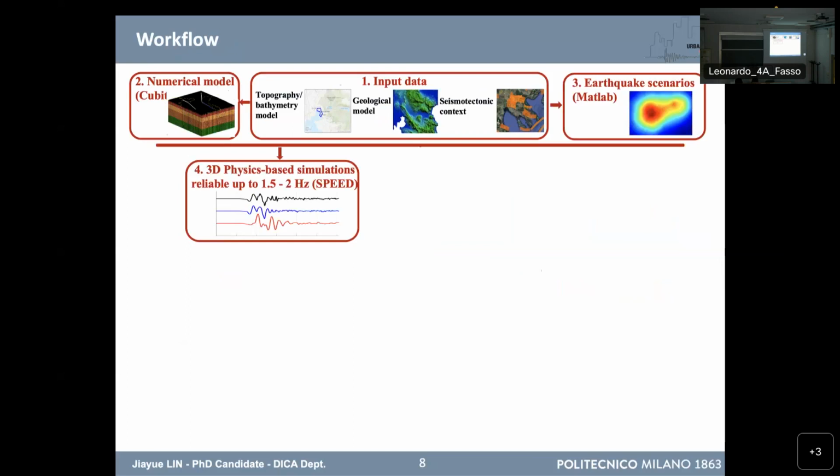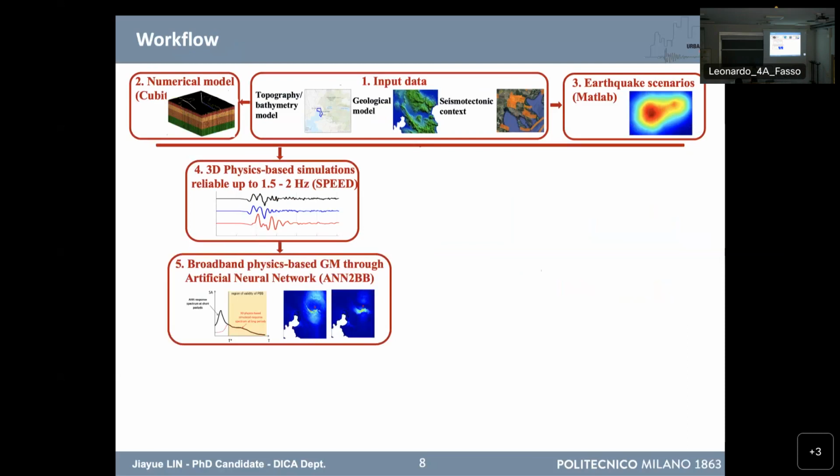And then after this preparation, as the configuration file to perform SPEED, we run this 3D physics-based simulation method, and we get the result. And usually it's reliable up to 1.22 hertz because of the balance of the computation cost and also the level of detail of our numerical model. So generally, it's reliable up to 1.22 hertz. But recently, some research in our group can reach up to 4 hertz, even 10 hertz. But in my case, it's reliable up to 1.52 hertz.